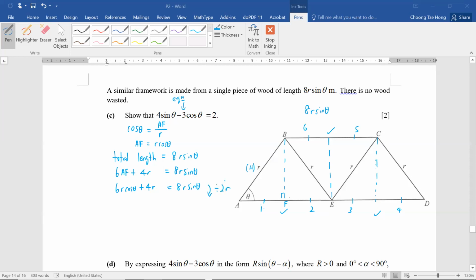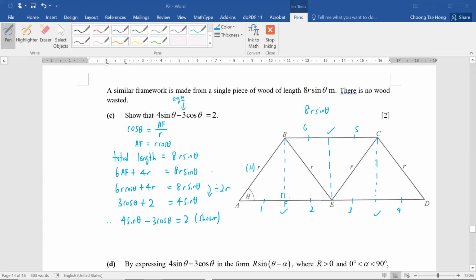So you divide by 2R. 6R divided by 2R, you get 3 cosine theta. 4R divided by 2R, you get 2. 8R divided by 2R, you get 4 sine theta. Then we just bring the 3 cosine theta to the right side. Actually, we have shown it already. Maybe let me write this. Okay, shown. Right? So not too difficult.